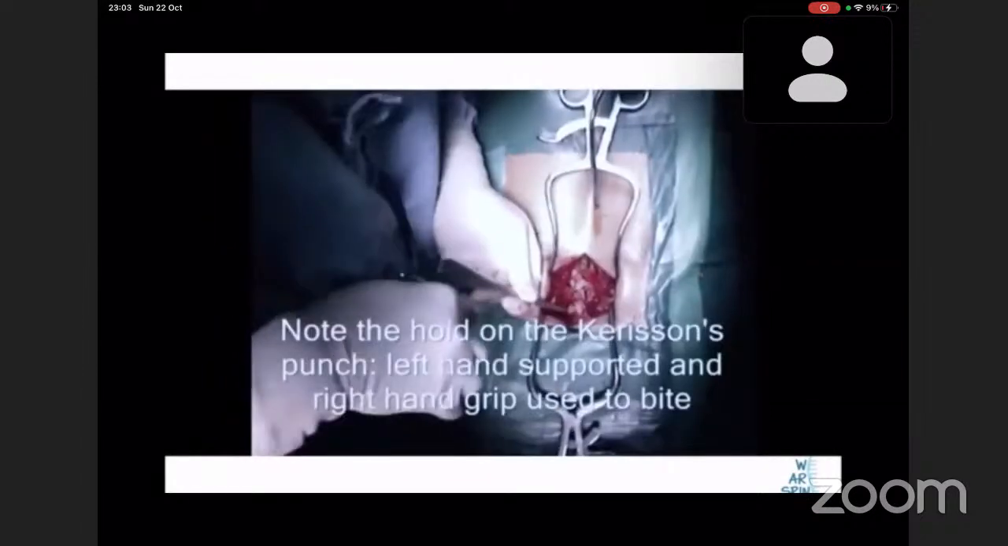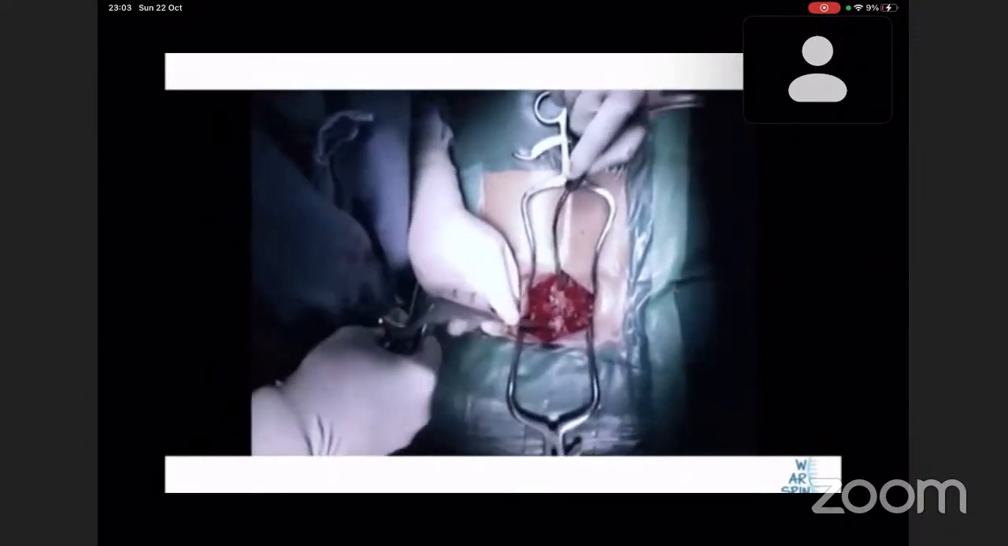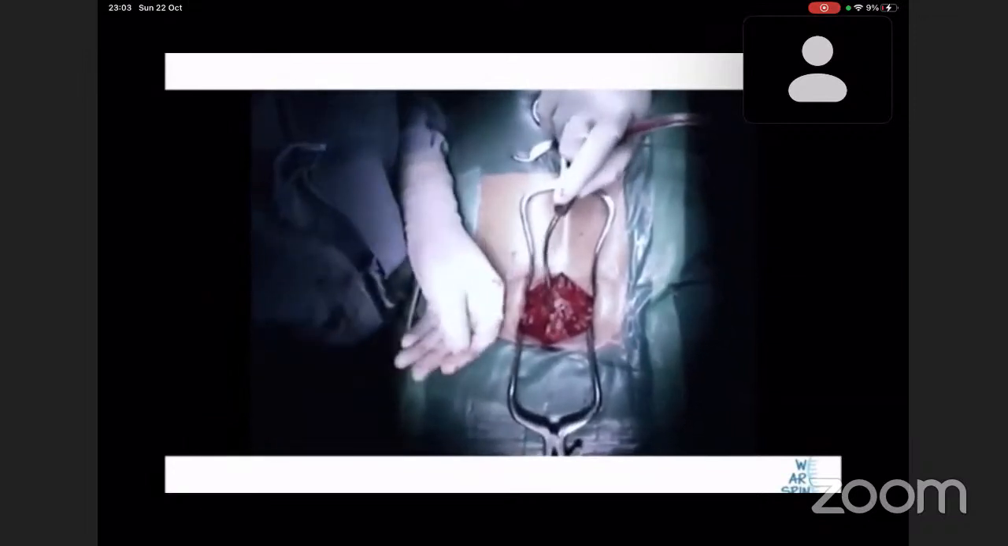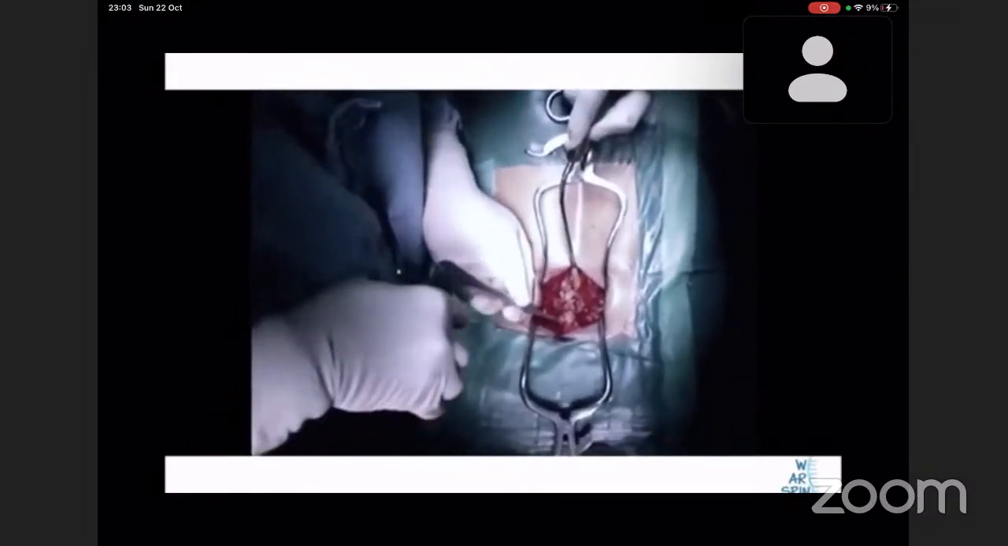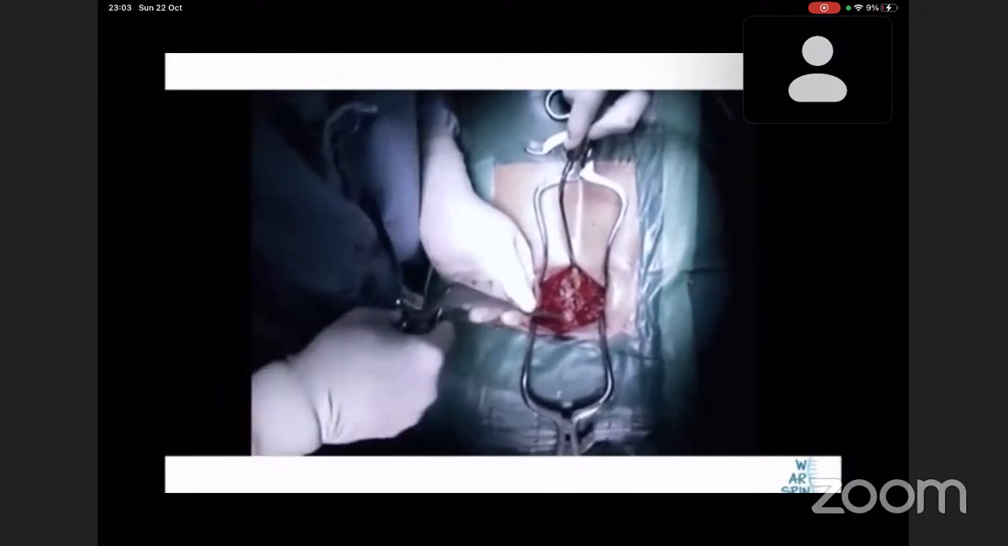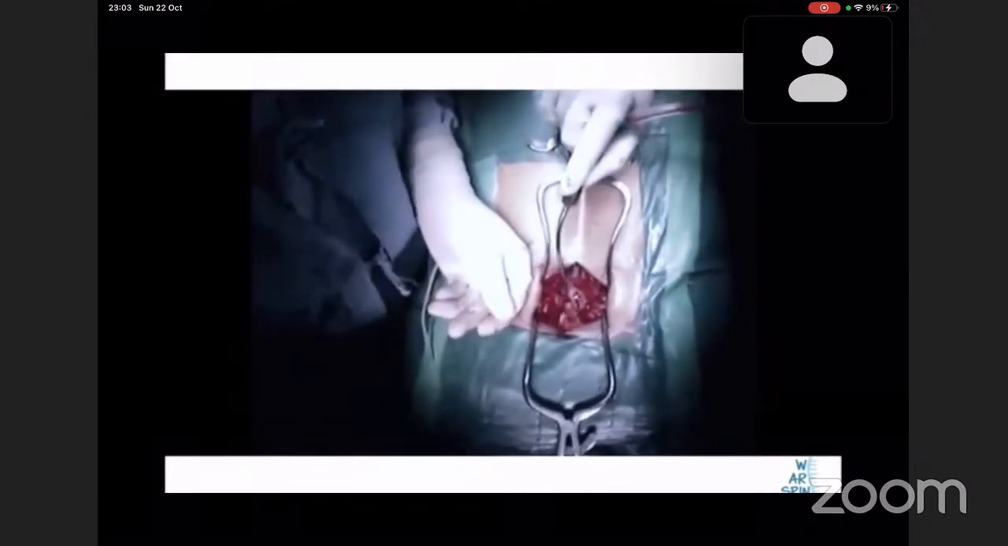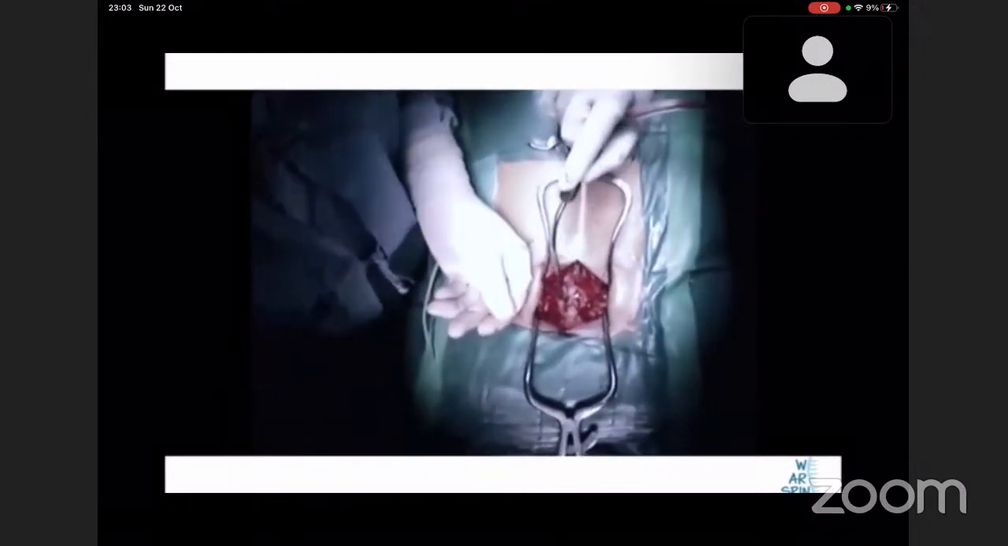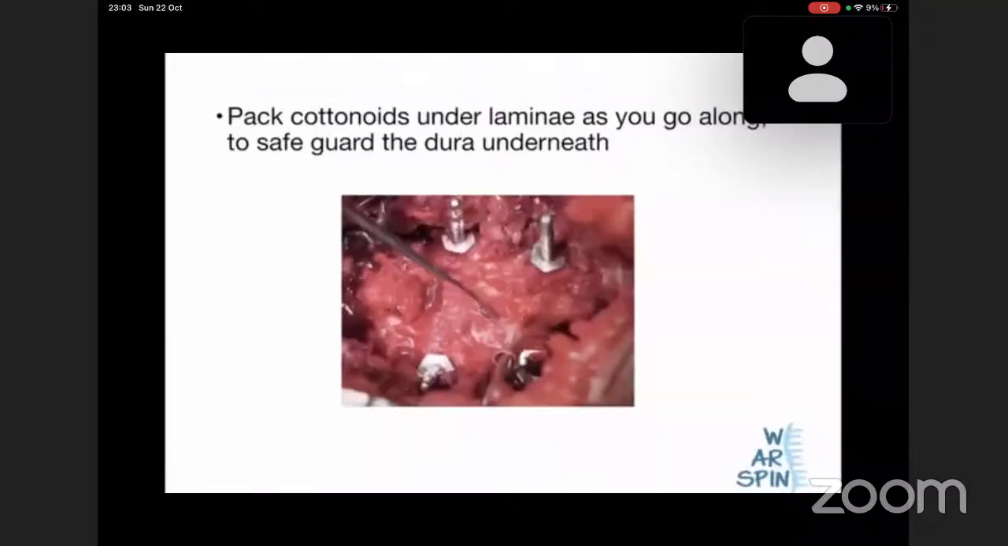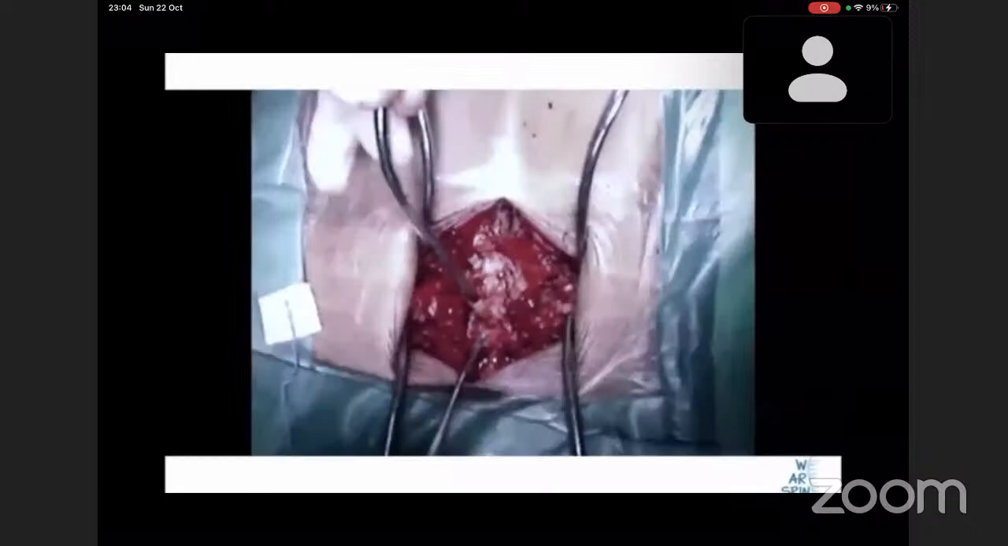When using the Kerrison, it is very important that you have a good grip and good control over your instrument. So your left hand should be holding the Kerrison and should be placed on the patient so that you have good control over your instrument. As you move further with your decompression, you can start packing cottonoids under your lamina to safeguard the dura underneath that and to start slowly separating off the ligamentum flavum from the lamina.